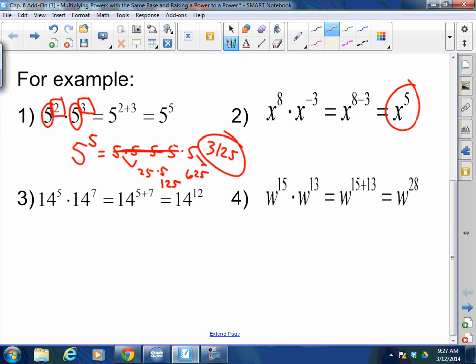Okay. I have 14 to the 5th power times 14 to the 7th power. It's going to be 14 to the 5 plus 7, so that's 14 to the 12th power. W to the 15th times W to the 13th. That's W, you keep the base, to the 15 plus 13, you add the exponents. W to the 28th power is the answer. Easy peasy, right?